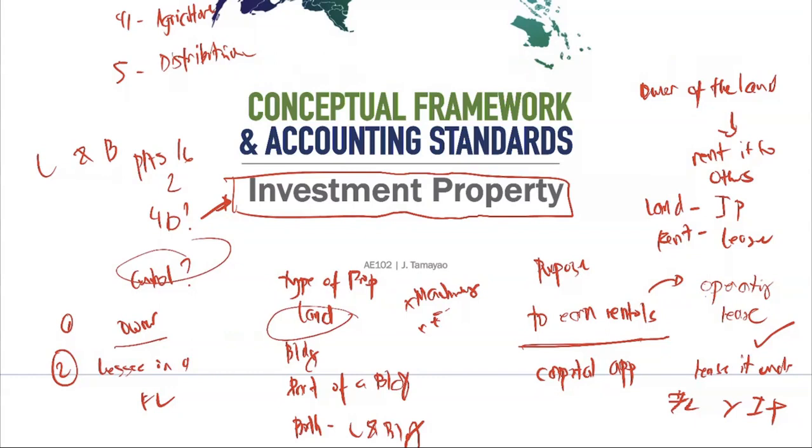Investment property. Okay? So be careful here, it needs to be only land or building, and the one leasing out or earning capital appreciation must be the owner or the lessee in a finance lease. If it's not the owner or it's not the lessee in a finance lease, therefore it is not considered as investment property.